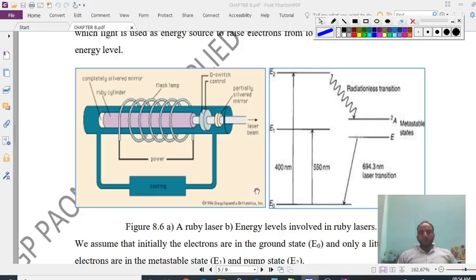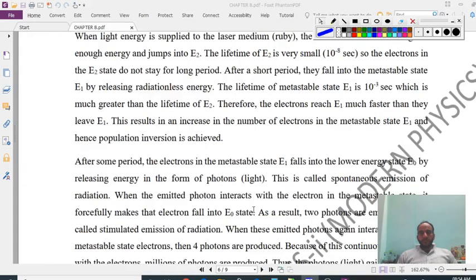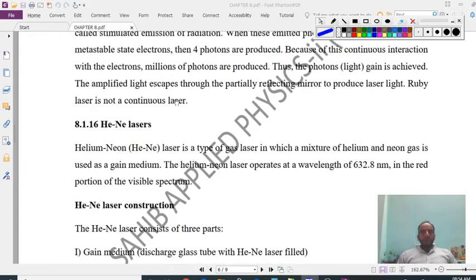So to remove this we use the helium neon laser, which is a continuous laser. The helium neon laser consists of a mixture of helium and neon gases. This is generally in a 10:1 ratio, and the helium neon laser operates at a wavelength of 632.8 nanometers in the red portion of the visible spectrum.